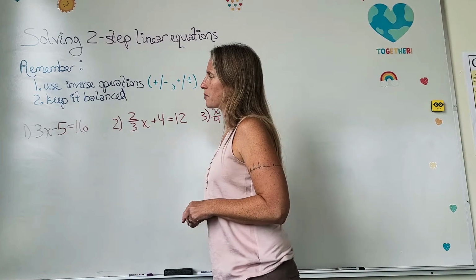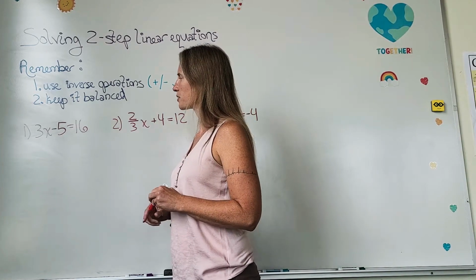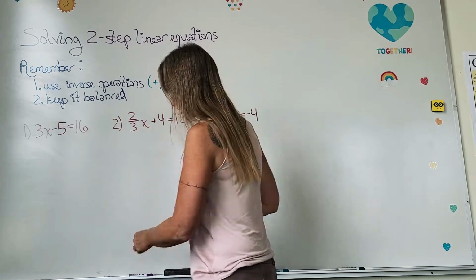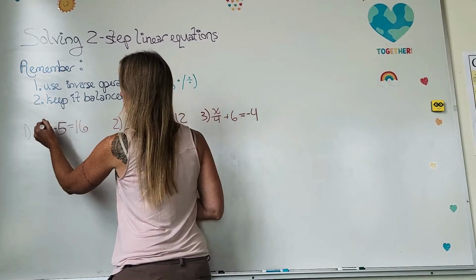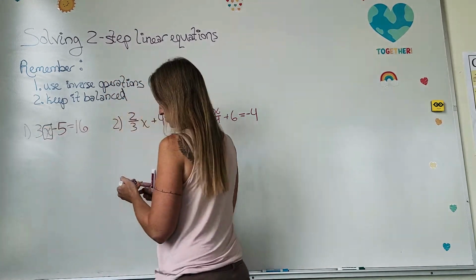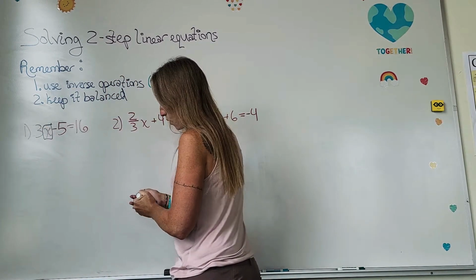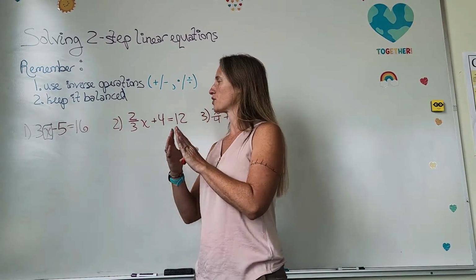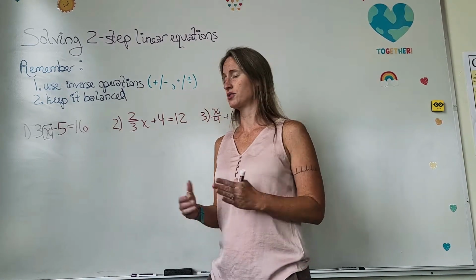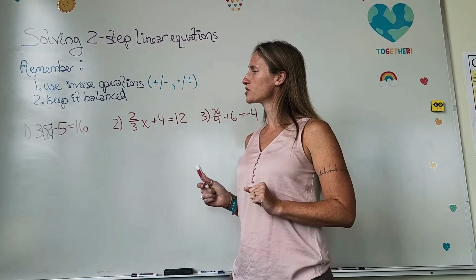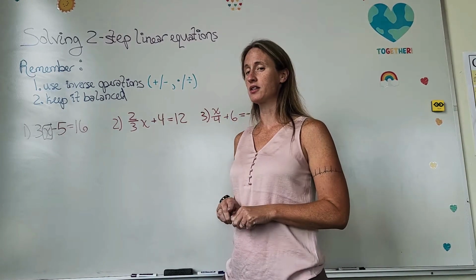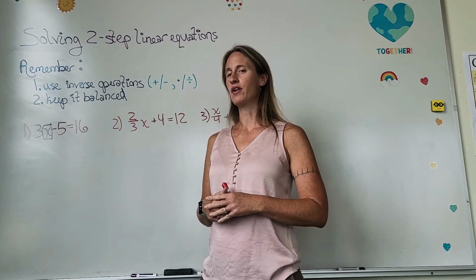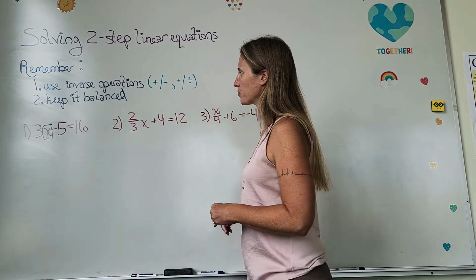So our first example that we're going to look at is 3x minus 5 equals 16. Now remember, we're trying to solve for this x. We want to get the x alone. So one way you can think about it is you want to undo what's the farthest away from that x first. So the first step in two-step equations is to get rid of anything being added or subtracted, and then you get rid of anything being multiplied or divided.